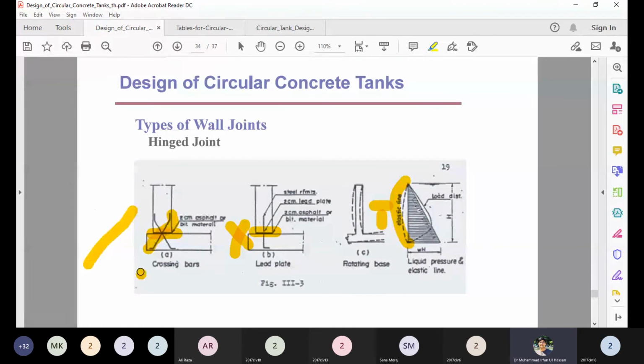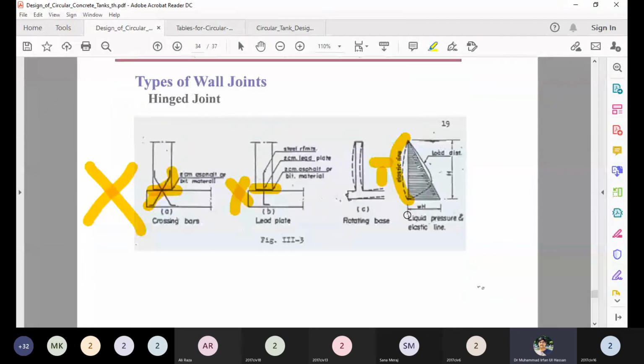At the corner, if we cross the reinforcement like this, and this is the joint, the cross is exactly at the interface of the wall and base slab. When the cross is exactly at the interface, this will develop a zero bending moment.